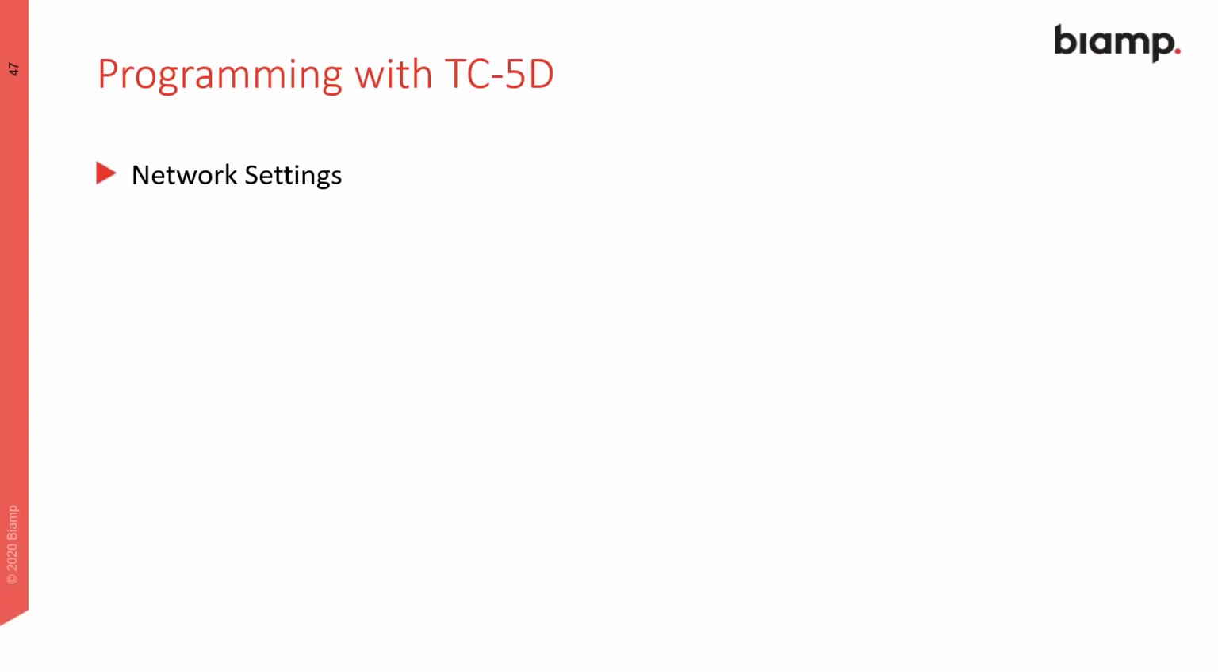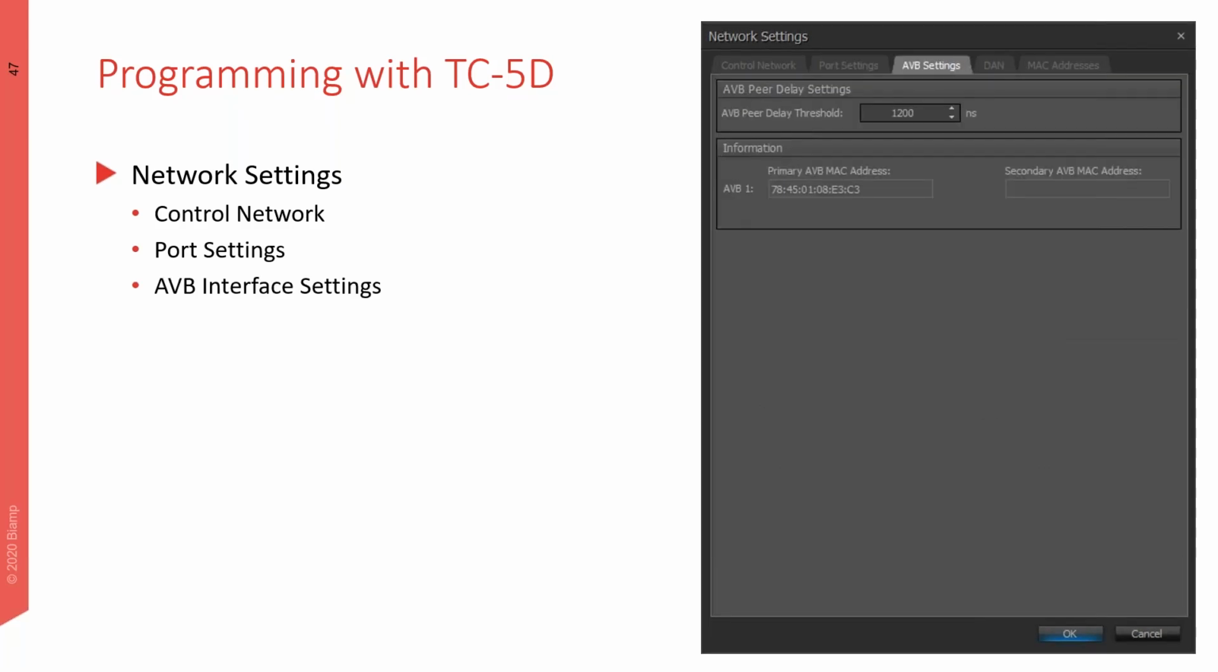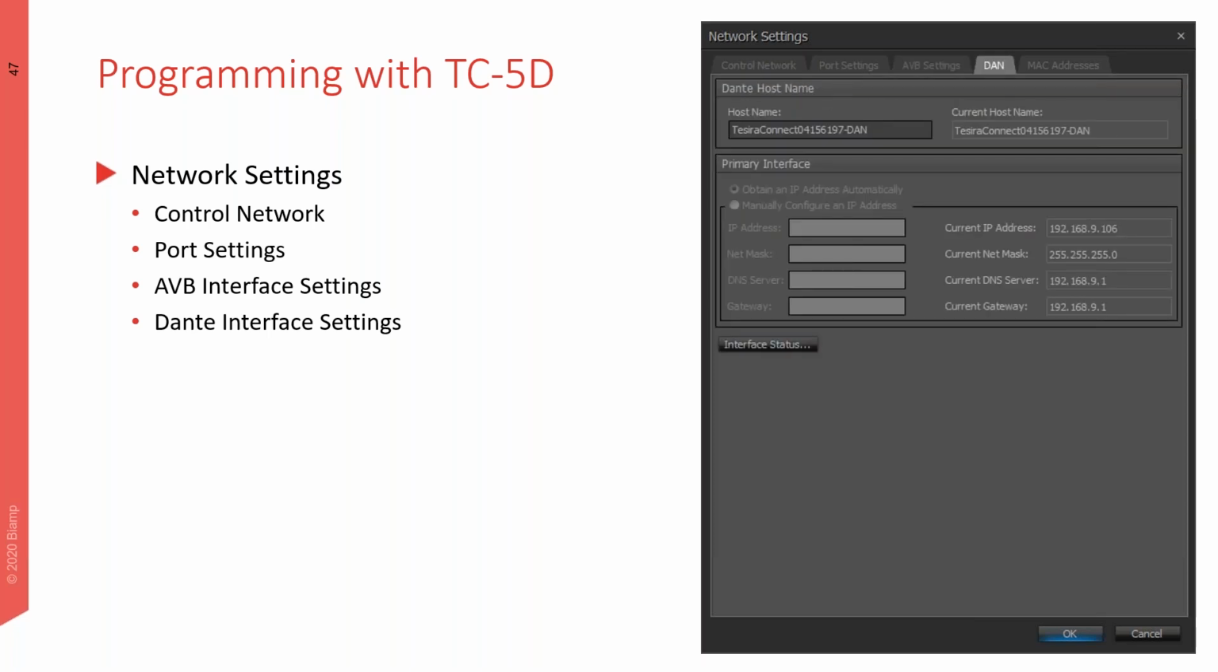Programming will be started by going to the network settings and assigning the control network. You have the port settings, you have the AVB interface settings. Sometimes, if you have long distances, you need to change the AVB peer delay time threshold value, or match it to the switch configuration if you have an integrated system with AVB switches. You can have access to the Dante interface settings, but as monitoring only. You will not be able to change the IP address of the Dante. You will need to do it in the Dante Controller itself. You will be able to change the host name, for instance, but you will not be able to change the Dante settings in this case.